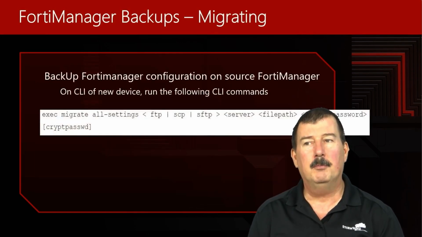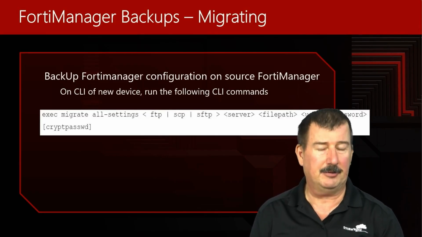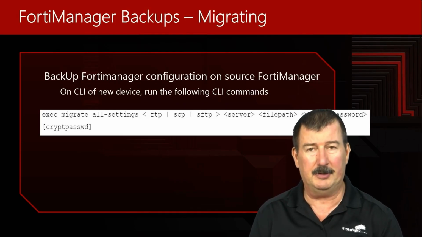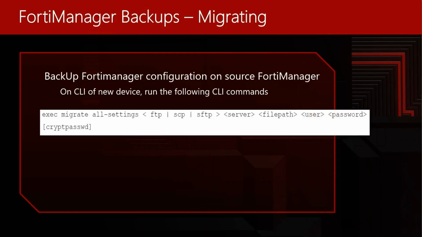Now, migrating from one to another. Initially, you back it up. If it's the same device, same model, same config, it's pretty straightforward. You just upload the config back in. Now, when you're trying to back up a configuration and you're migrating, here's what you're going to do. You're going to do your exec commands, and there's actually a migrate all-settings. This is different than what you're doing with a backup. You're migrating the settings off to a file so that you can migrate those settings back onto a new device.